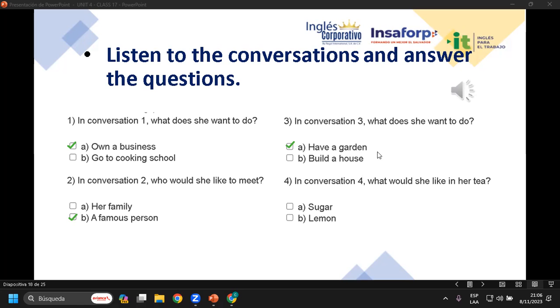So, let's go to the number four. What would she like in her tea? Sugar or lemon? Lemon. ¿Seguros? Are you sure? Yes, very good. Okay, how many correct answers did you have? Two. Three? Okay. Easy or difficult? The listening practice.